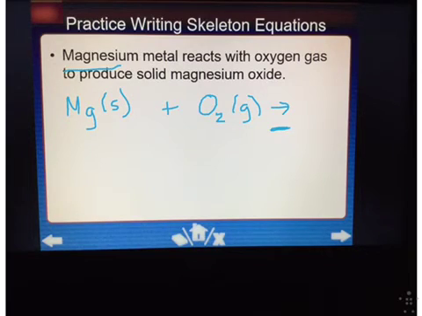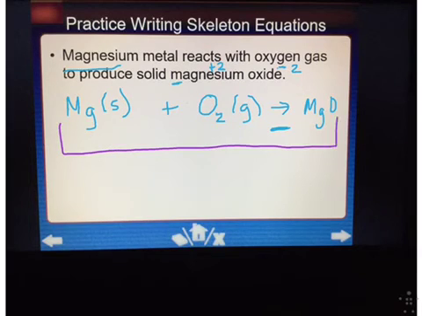So magnesium oxide, I see that that is an ionic compound. So that means that I have to balance the charges. This is a metal, that's how I know it's ionic. And magnesium is a +2 and oxygen is a -2, so they go together without any subscripts. So MgO. And this right here would be my skeleton equation, which is what we are practicing today. So that is your goal, being able to translate the words in the word equation into an actual skeleton equation.